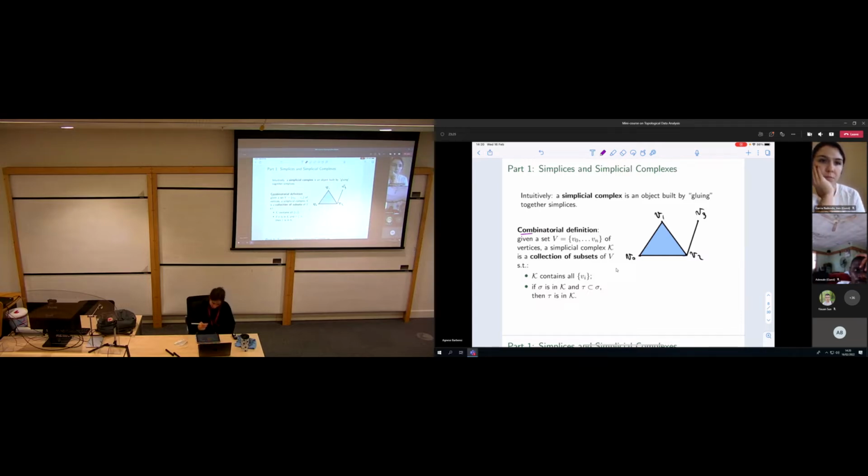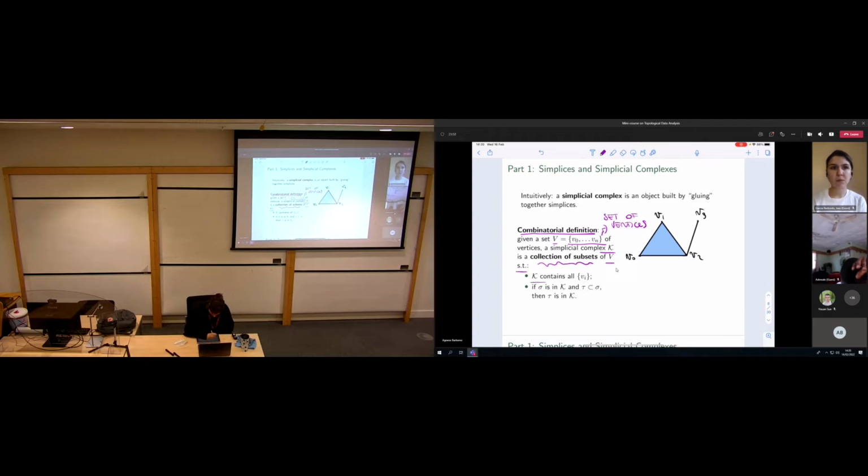Indeed, we have a combinatorial definition of a simplicial complex as follows. Given a set of vertices V0 to Vn, a simplicial complex K is a collection of subsets of V, so a collection of subsets of vertices, such that the following two conditions hold.